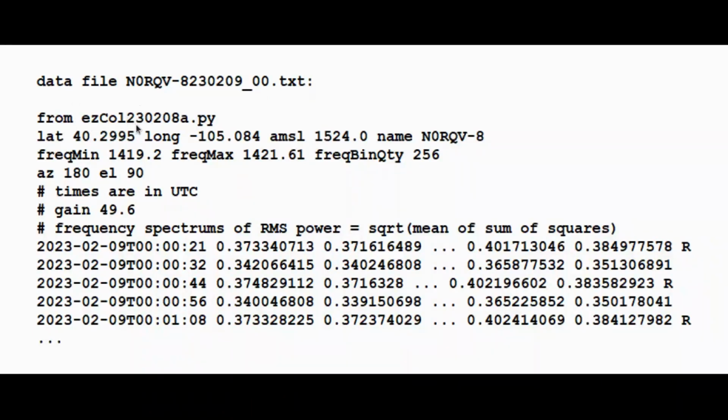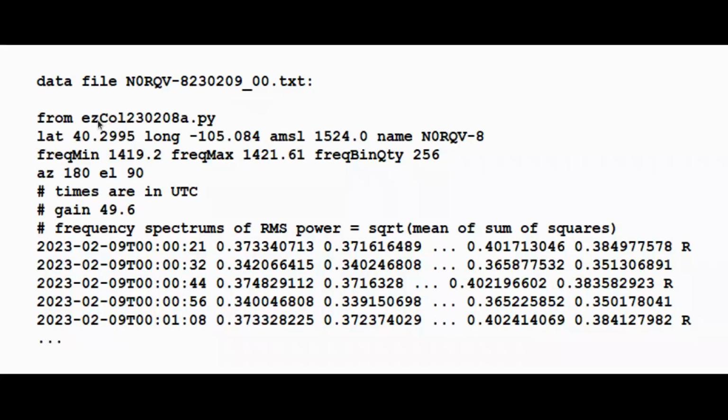23 is the last 2 digits of 2023, the year. 02 must be the month, February. 08 is the day. There was one revision A, and this is a Python program, so it must end in .py. That's the name of the program that collected it.